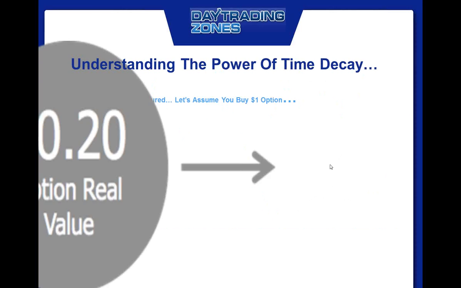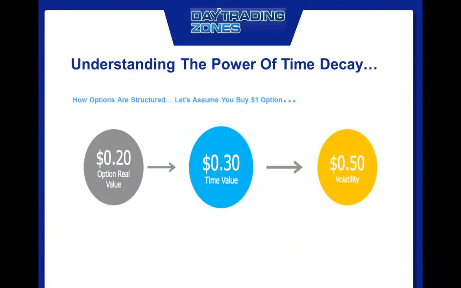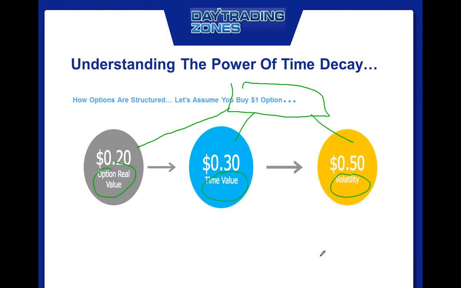The concept I wanted to show you is we just proved something. It's the power of time decay. There's something I want you to understand. We talked about the bid and ask spread for the options. Now let's talk about the power of time decay. If I buy an option for $1, you've got to understand that this option has 3 components: it has real value, it has time value, and it has volatility.